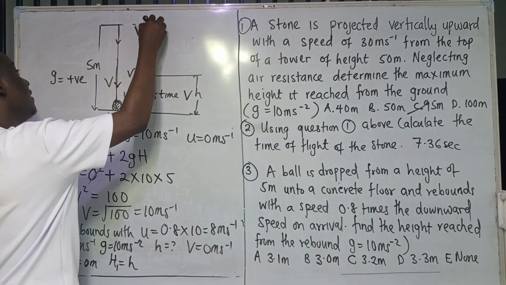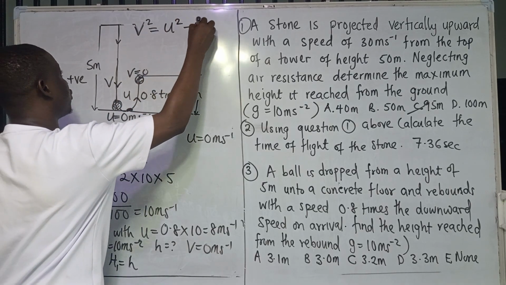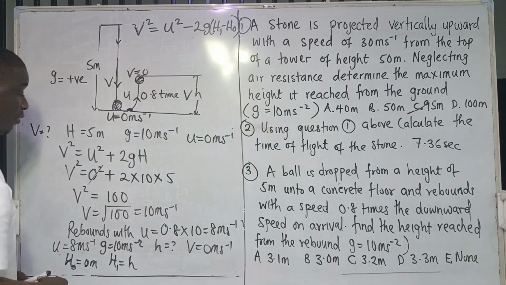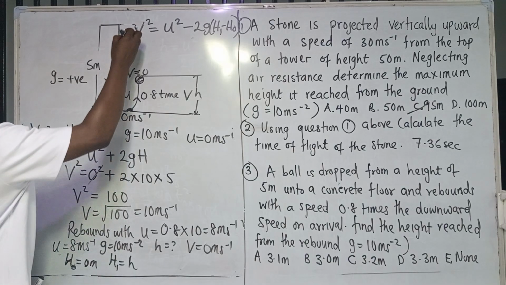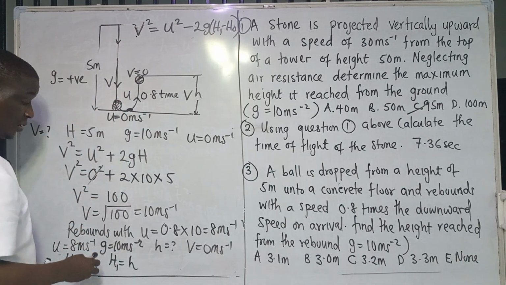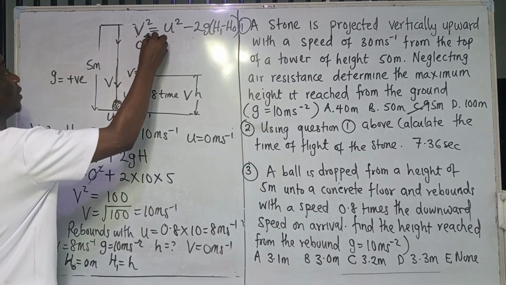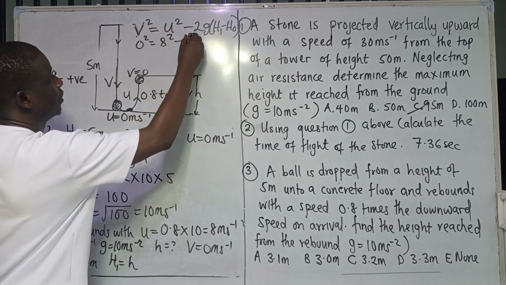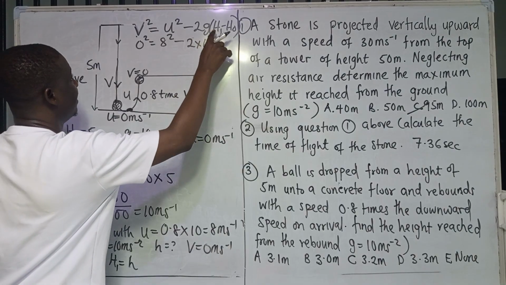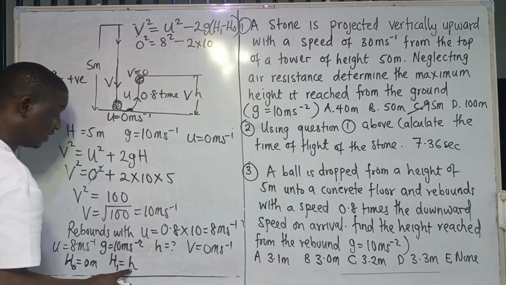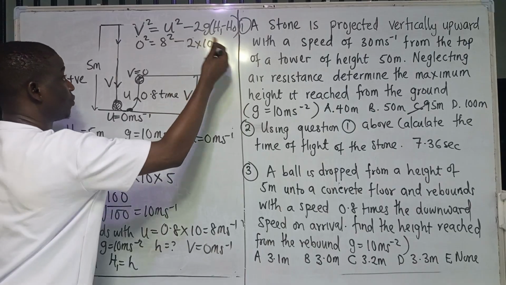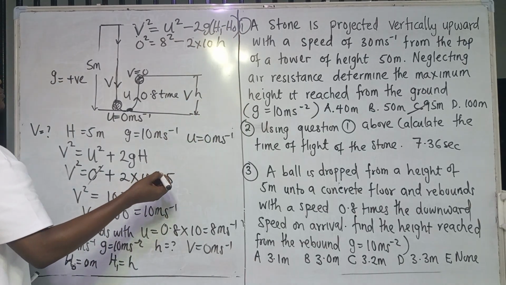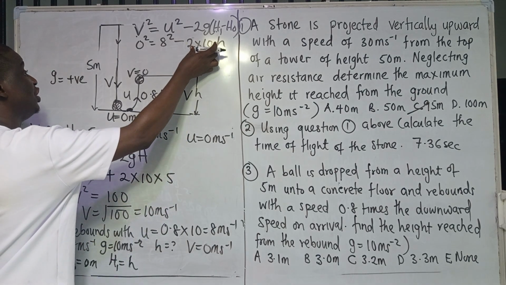So what we are going to do now is use v squared equals u squared minus 2g(h1 minus h0). That's how we find our height. v was 0, u is 8. So 8 squared minus 2 times 10 times (h1 minus h0), where h1 is h and h0 is 0, so h minus 0 is h. It's as simple as that. So this one will give us 20h.